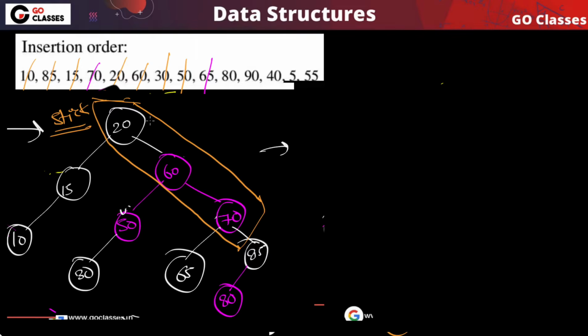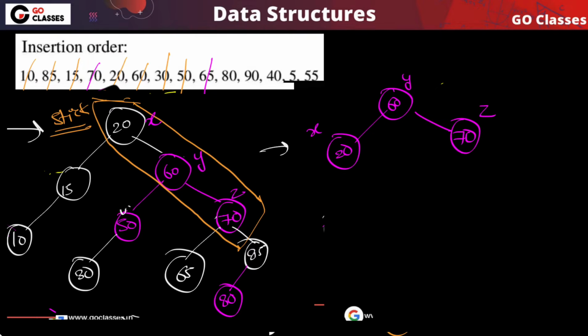So let me say this is X, this is Y, this is Z. Now if you remember, in case of a stick, Y will come on the top, and then left of 60 will be lesser, this is 20, and greater, this is 70. Okay, so this is X, this is Z, right? Now you need to insert everything else. Okay, this is interesting. Now just see.